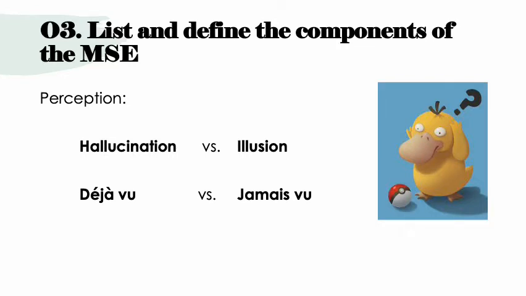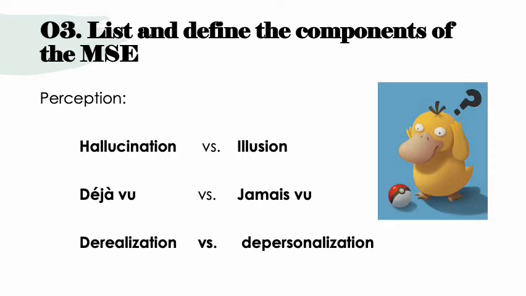We also talk about déjà vu and jamais vu. Jamais vu is the feeling of unfamiliarity with familiar situations, whereas déjà vu is the feeling that one has already experienced a particular moment or event before. I think we've all commonly had this experience, not just those of us with temporal lobe epilepsy. We also talk about the difference between derealization and depersonalization, which I think is important to differentiate.